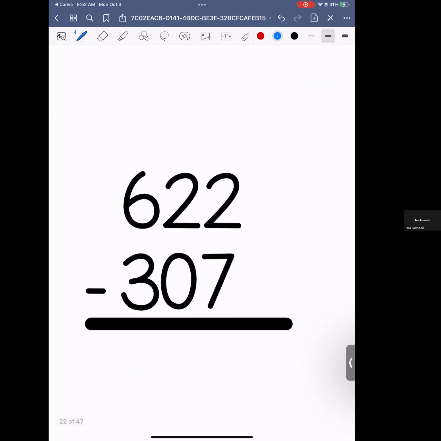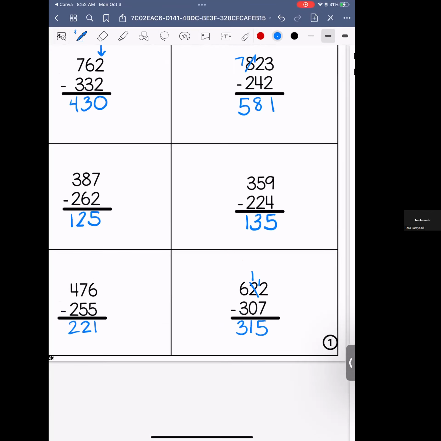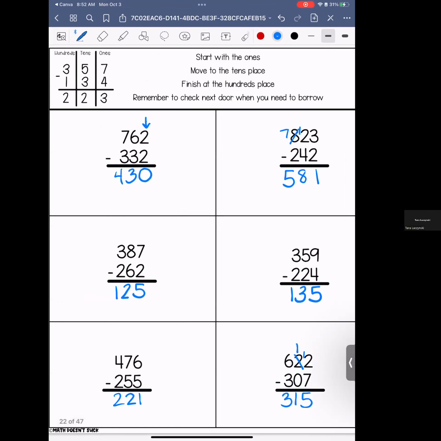Again, we're going to need to borrow here. So if I have 2 cookies, I can't give you 7. I go next door and I borrow a 10. 12 take away 7 I can do. That gives me 5. 1 take away 0 leaves me with 1. 6 take away 3 gives me 3. That is the end of our first page.